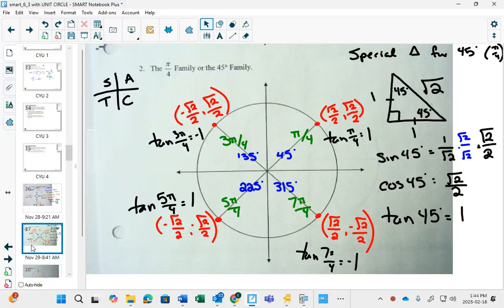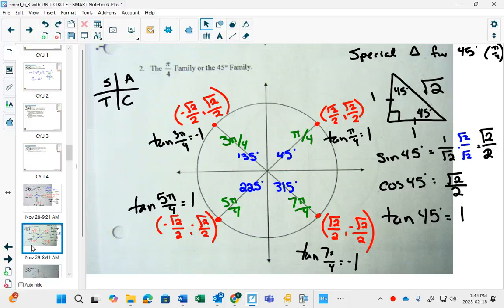Root 2 over 2. So you go look for your angle, 3 pi over 4. Look at your coordinate. Sine is the y coordinate. Root 2 over 2. Okay, what is cos of 315 degrees?